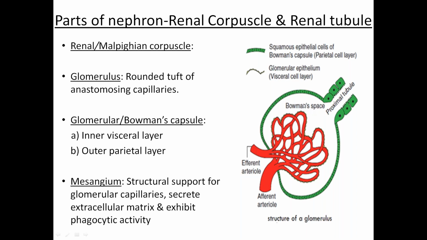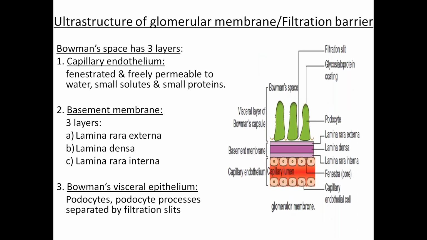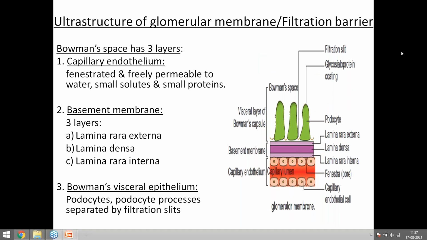Then mesangium is also an important component of the corpuscle, and it consists of mesangial cells that are present between capillary endothelium and basement membrane. We'll just go on to that. And these cells basically provide structural support for these glomerular capillaries. They secrete extracellular matrix and exhibit phagocytic activity. So now let's go on to the ultrastructure of the glomerular membrane, or what is also known as the filtration barrier.